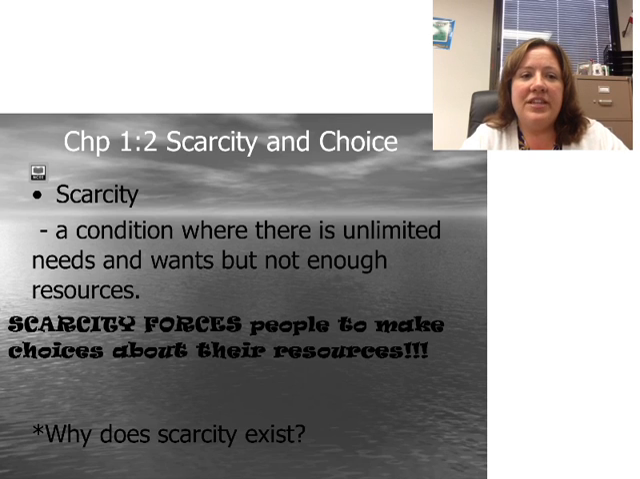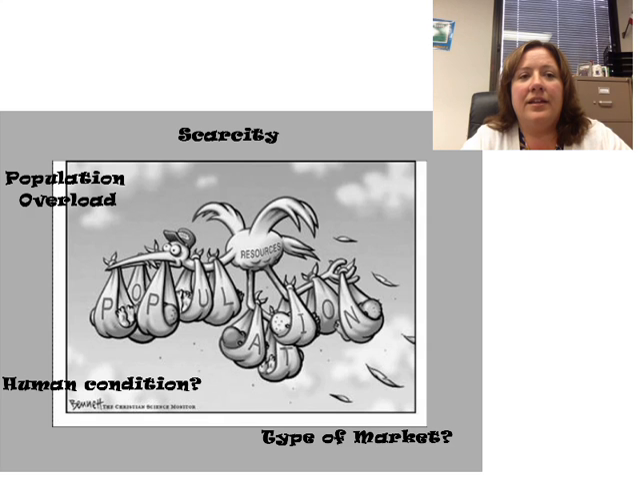I want you to stop and think for a moment, why does scarcity exist? Scarcity exists for a lot of different reasons. We're actually going to talk tomorrow in our class time and focus in on some different reasons. But take a look at this political cartoon. You can see that the artist is giving his opinion as to why scarcity exists. Why does he think scarcity exists in our world? I put a few different reasons on the screen, and you can go ahead and write those down and jot down your own ideas about those.